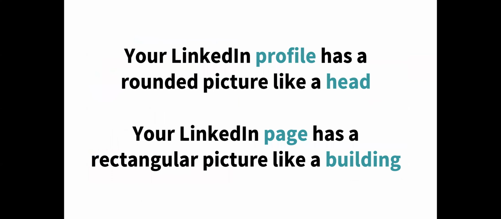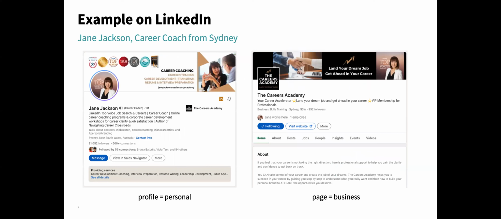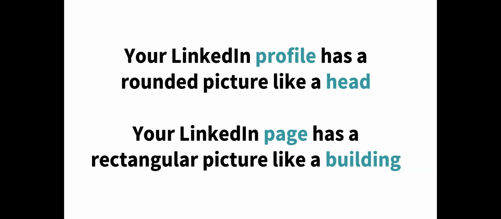So what's the difference? In black and white picture, in my view, your LinkedIn profile has a rounded picture like a head. And the head is typically rounded, yes. Your LinkedIn page has a rectangular picture like a building. Going back, around Jane is a round circle, and her head is also round. On the right-hand side, Careers Academy is a logo actually in a square, not just rectangular, because a building is rarely built in circles. That's how I make clear what actually is what. Profile is a head, page is a building. They do different things. You need both.